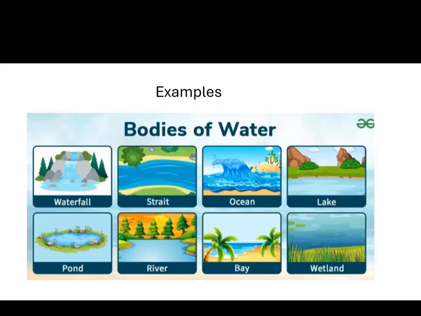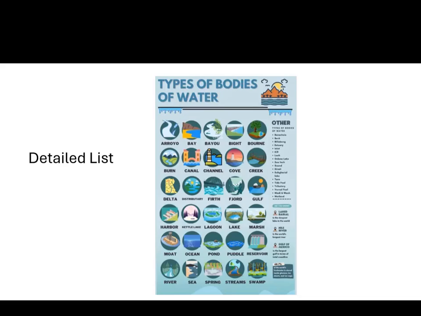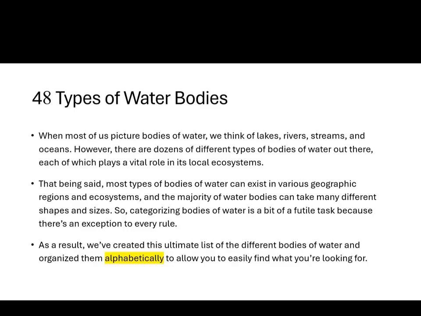Here are some smaller icons showing waterfalls, strait, ocean, lake, wetland, bay, river, and pond. But the following is a detailed list that contains 48 different types of water bodies. Some of them are shown in the icons, and the others are shown in the list to the right of the infographic, and we are going to go through them one by one in alphabetical order.